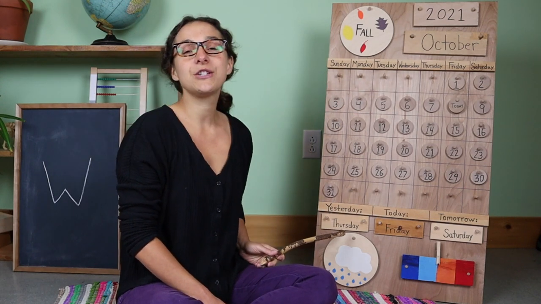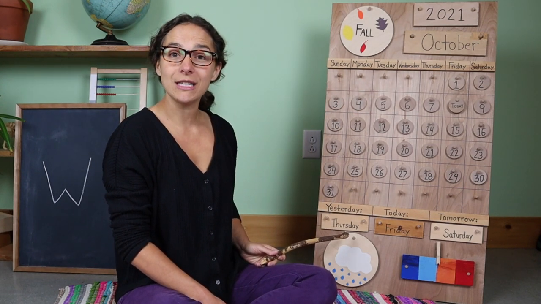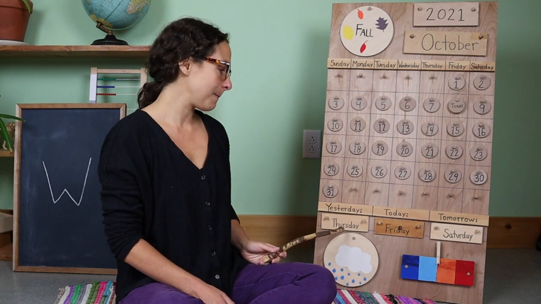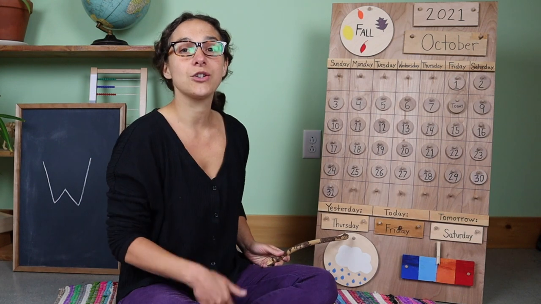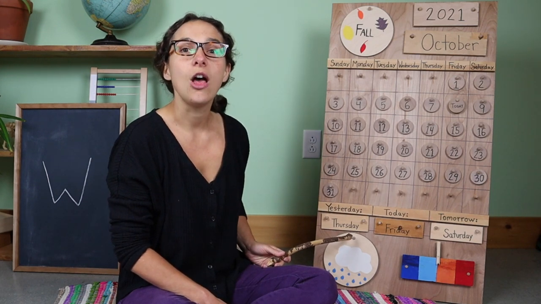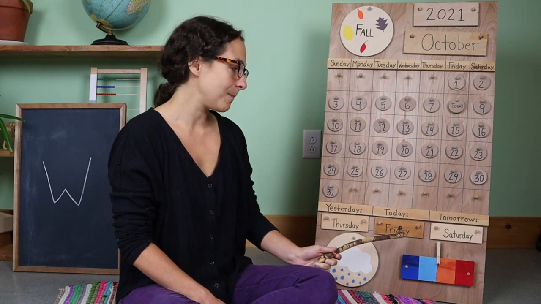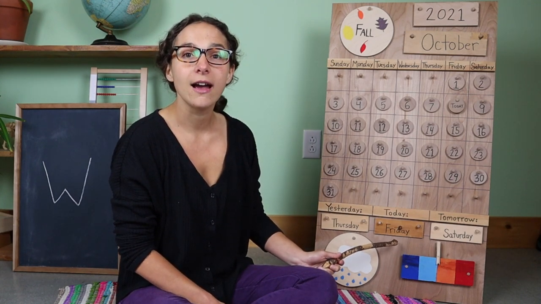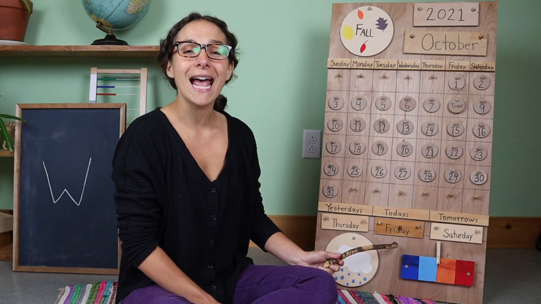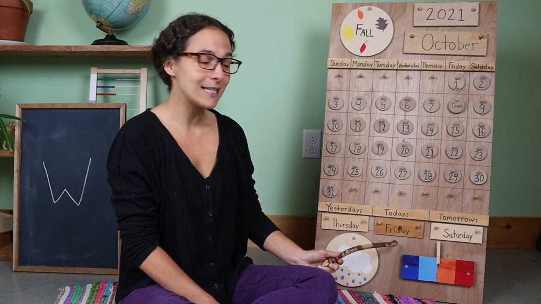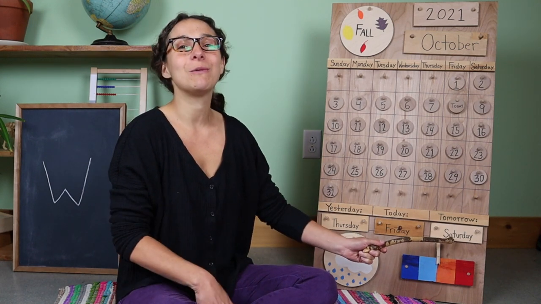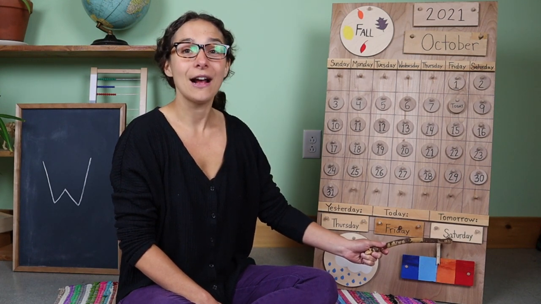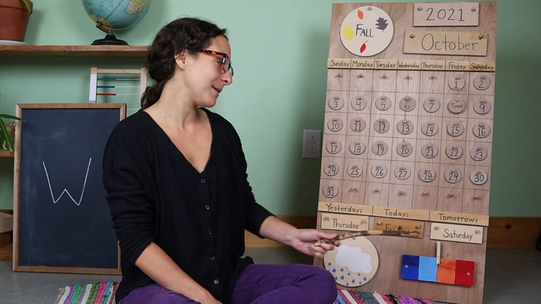Down at the bottom of the chart, we have the days of the week to go over. So listen for the sound that the day starts with. This says that yesterday was Thursday. That means that today is Friday, the last day of the weekday. And tomorrow will be Saturday, the first day of the weekend.